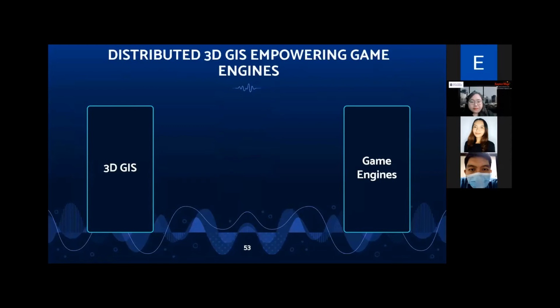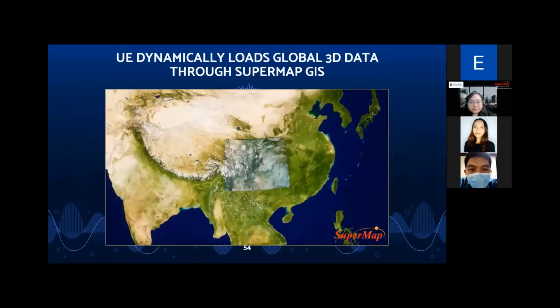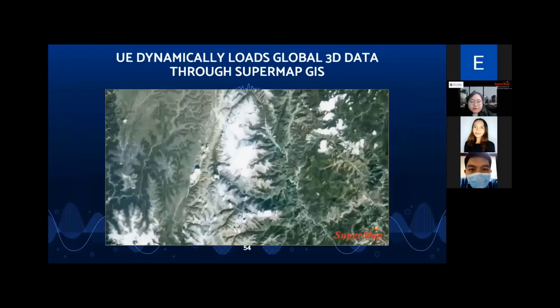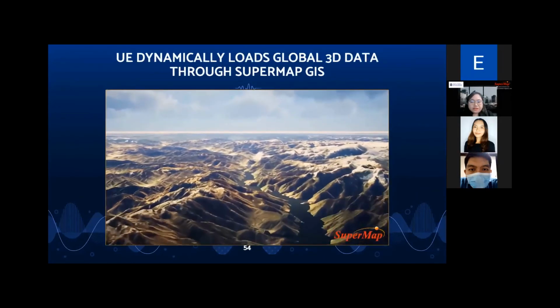We also combine GIS with game engines such as Unity and Unreal. 3D GIS will give the game engine capability for large-scale 3D data management and GIS analysis functions. On the other hand, using a game engine gives better rendering effect to 3D GIS. So here is a sample showing how the game engine improves the rendering and visualization of 3D data.